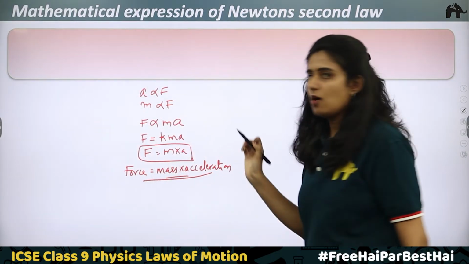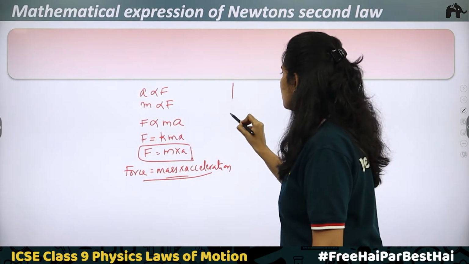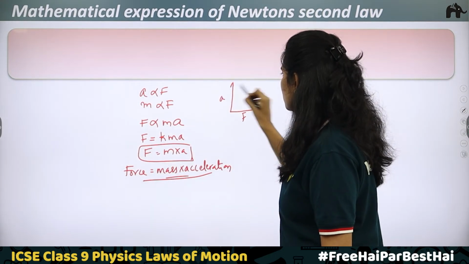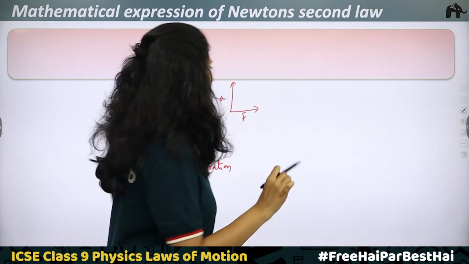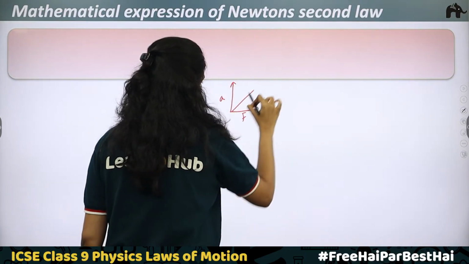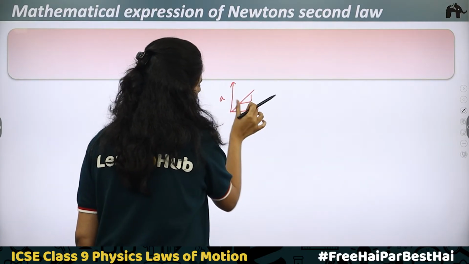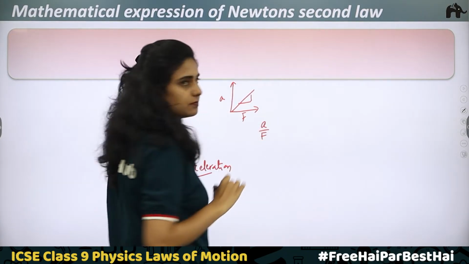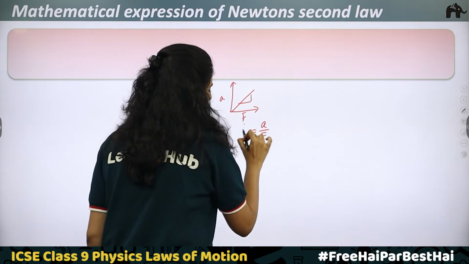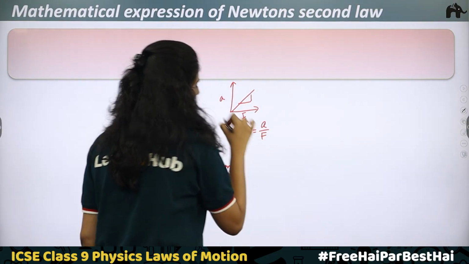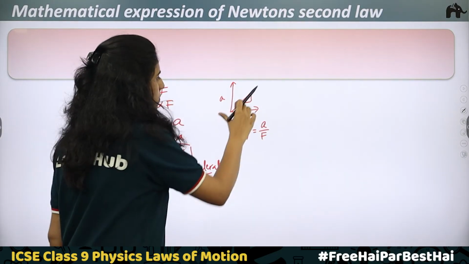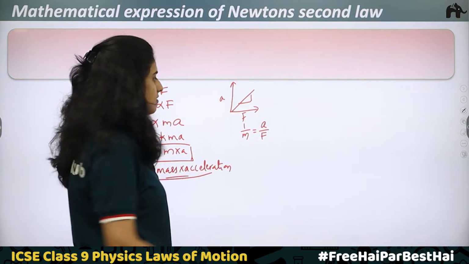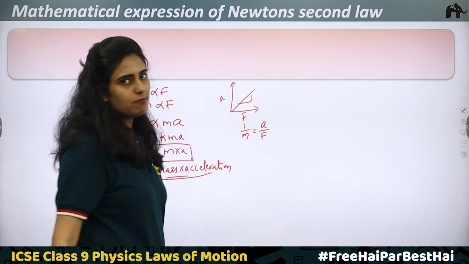Now, in the first graph we had force taken along the x-axis and acceleration along the y-axis. When you take the slope of this graph, what do we get? Here acceleration, here force, so you will get A by F. And this A by F will be equal to 1 by M. The slope of an acceleration-along-y-axis and force-along-x-axis graph gives you the reciprocal of mass.